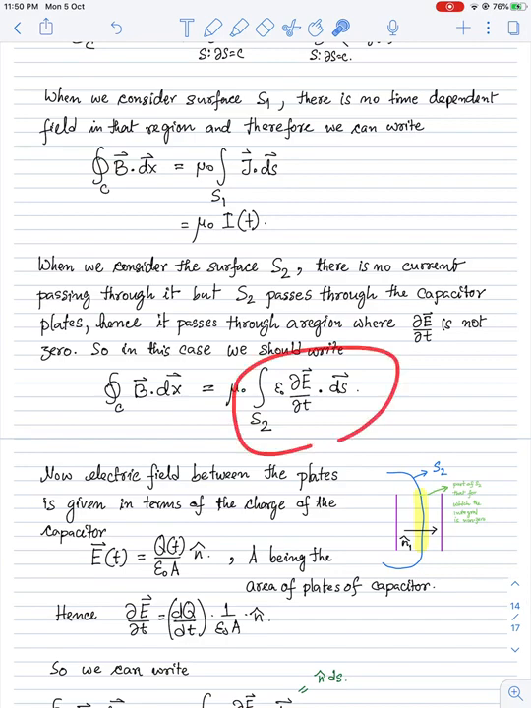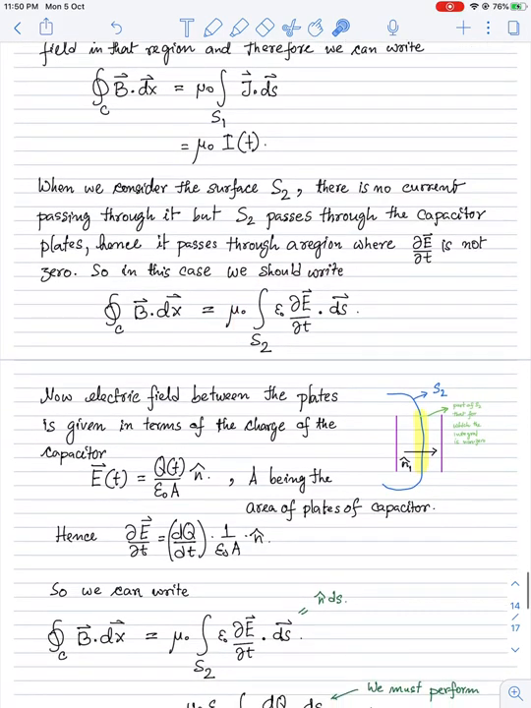So basically when we consider S1, then this is mu naught times I as it was before. But when we consider S2, then there is no contribution from current, but there is a contribution from del E del T. I'm sure all of you have done parallel plate capacitors before, so I'm not reviewing it.